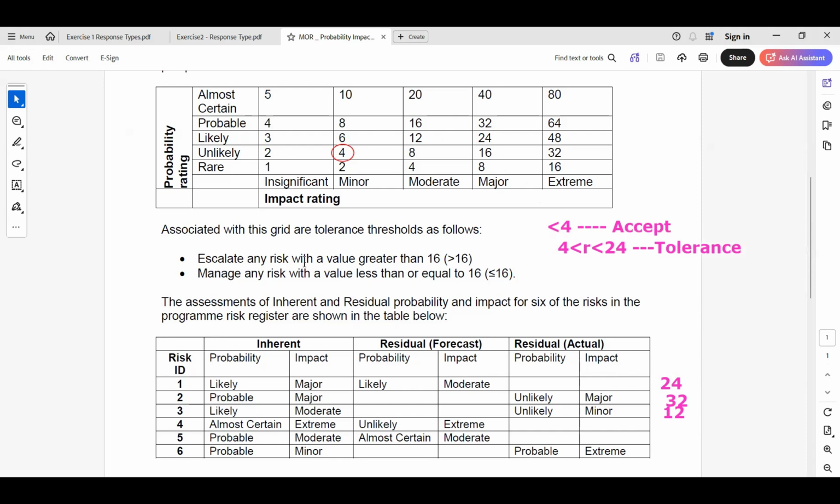Based on this, just tell me one thing. Suppose a risk is minor and rare. Should we accept or not accept?